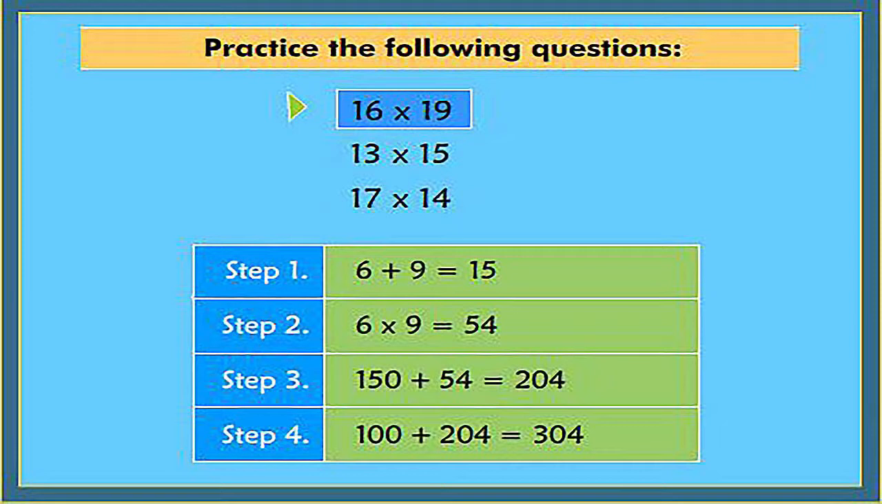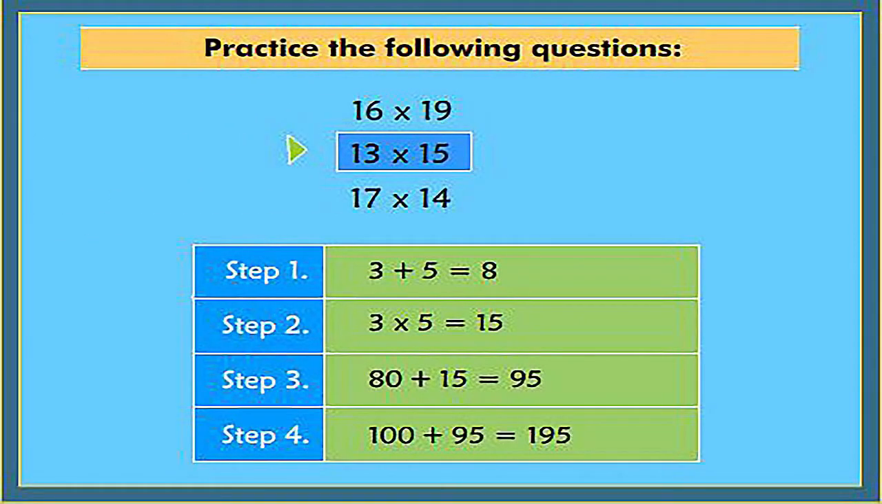Quick and easy. The next example works in the following way. Add 3 to 5 and get 8. Multiply 3 and 5 and get 15. Add 80 and 15 and get 95. Add 100 at the end, and the answer is 195.